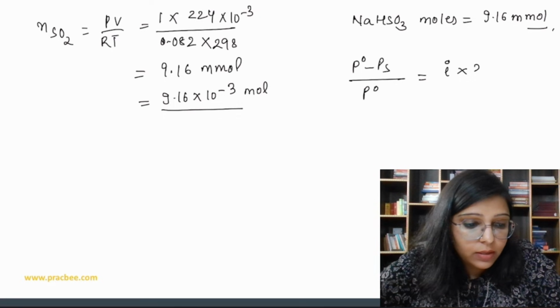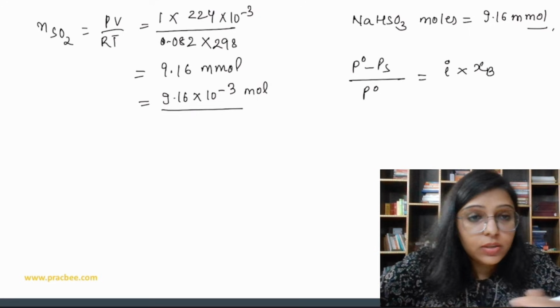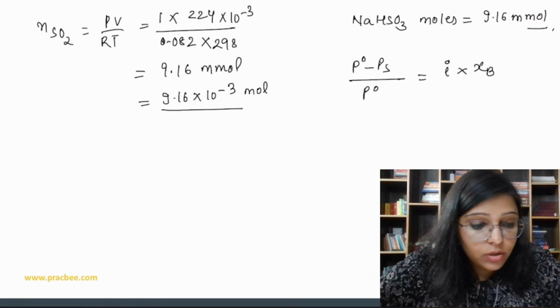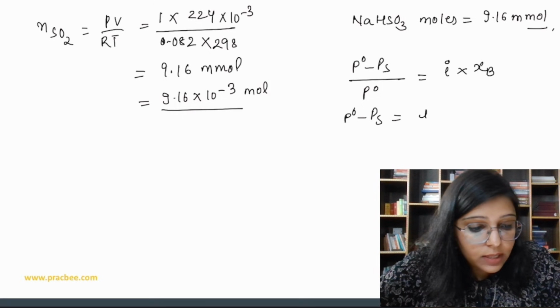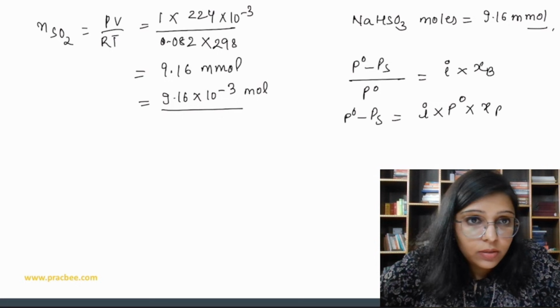Now we have to use (P naught minus Ps) upon P naught is equal to i into XB, the mole fraction of solute. Why i? Because it can undergo dissociation. So P naught minus Ps we have to find out. So this is i into P naught into XB.